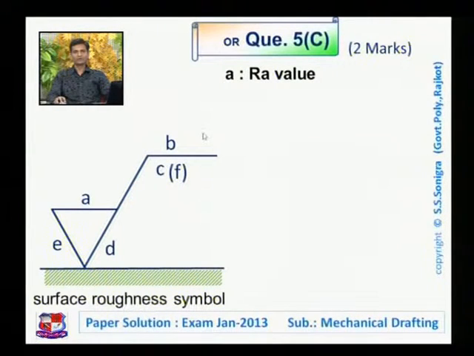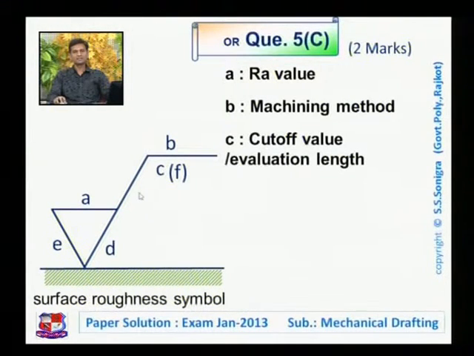and F, and also the name or meaning of each content. Here the value of A indicates the Ra value, that is roughness value in microns. B indicates machining method, whichever machining method is used to prepare this surface. The machining method may be grinding, milling, turning, boring, reaming or any. C indicates cutoff value or evaluation length, means within which length the roughness is to be measured.